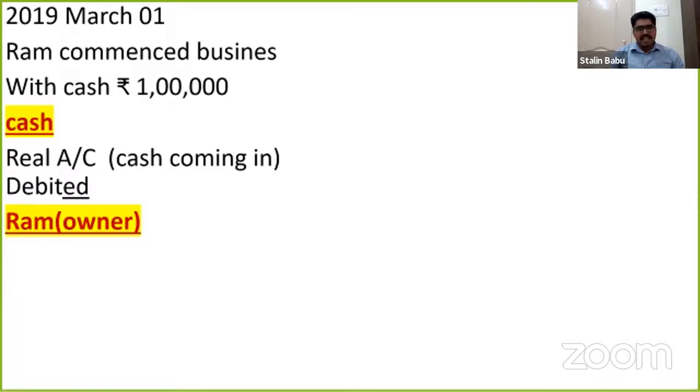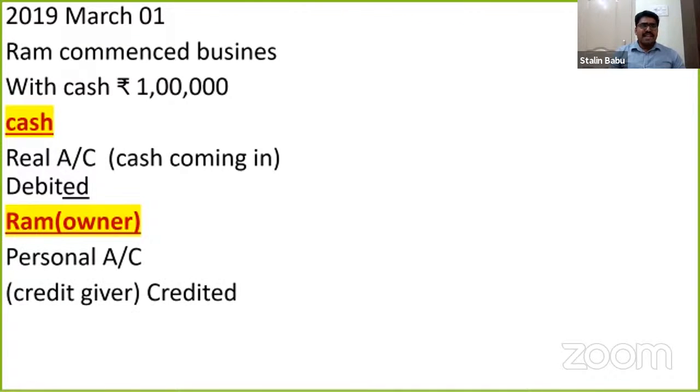Ram. Who is he? He is the owner of the business. So Ram comes under which account? Personal, real or nominal? So Ram is a person. So he comes under personal account, natural person. Then what is the principle of personal account? Debit the receiver, credit the giver. Here Ram is giving cash to the business. So he is the giver of the cash. So his account should be credited.